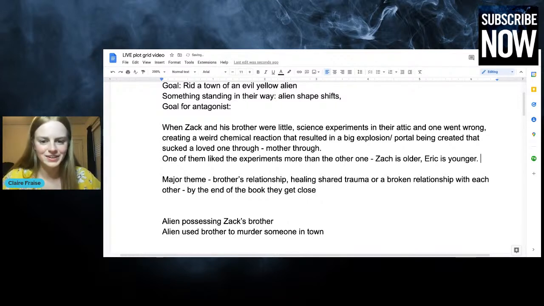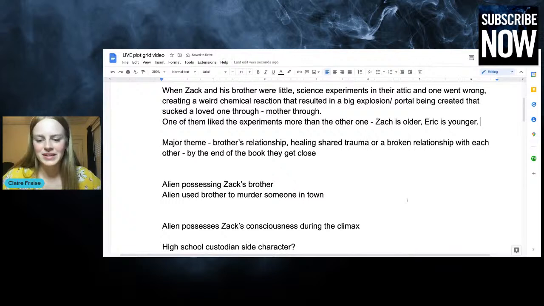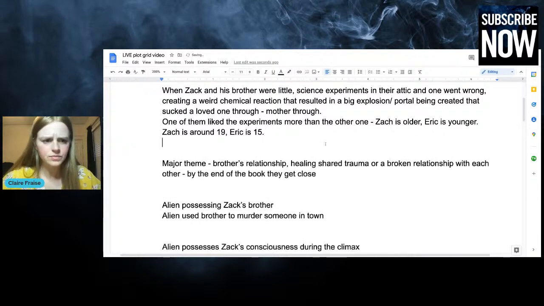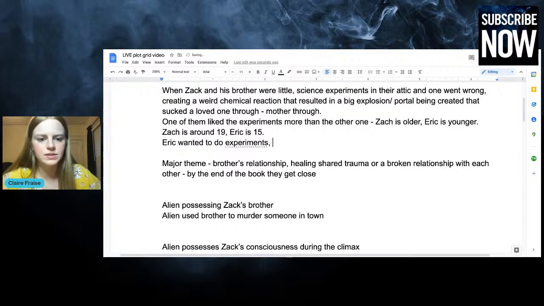I can't type and talk at the same time. Okay, so Zach is around 19. Eric, we want to say maybe they're 4-ish years apart. So maybe Eric is 15 at the time of this conflict going down. So Eric wanted to do experiments, but Zach is the reason they went wrong.